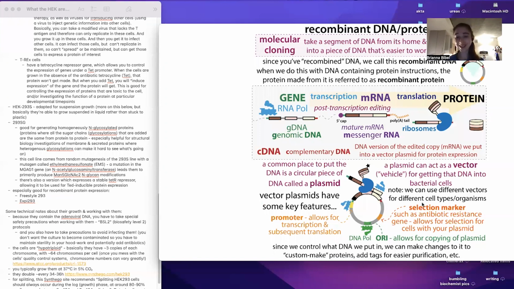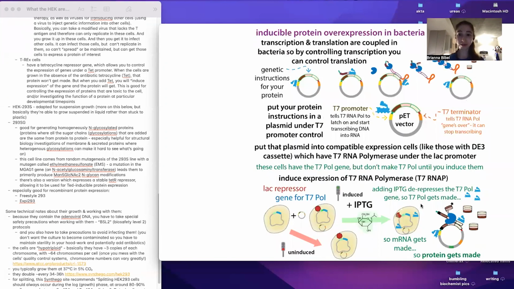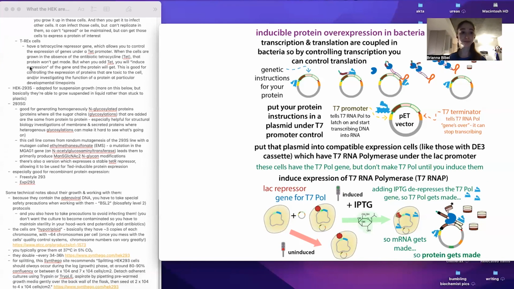So the basic idea, though, is that this TET repressor is going to allow you to do something similar with the addition of the antibiotic tetracycline in these cells that have a TET promoter. And so basically these cells are going to make this tetracycline repressor gene, and therefore you're able to use this tetracycline repressor inducible expression system in these Treg cells.